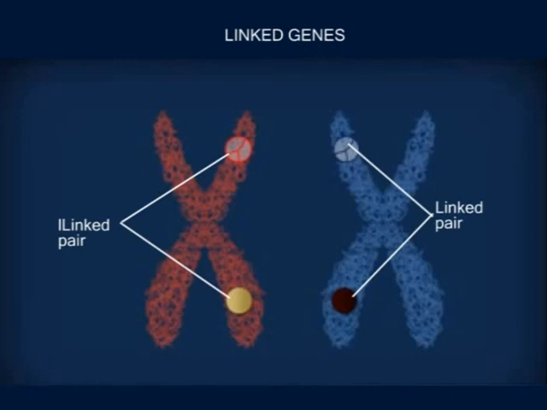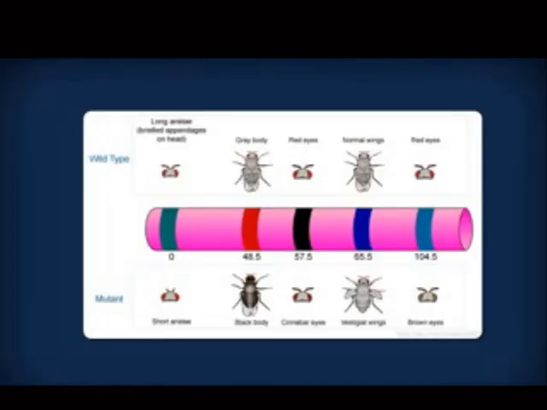Cases of linked genes have been studied in Drosophila species. It has been found that the genes for wing length, abdomen size, and body color are located on the same chromosome, and therefore these characteristics are usually inherited together.